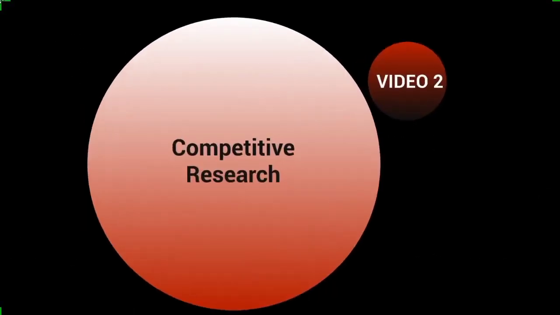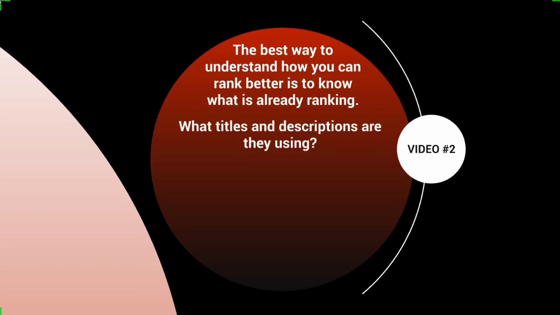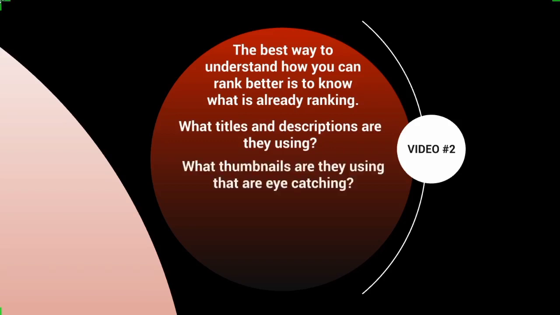Let's talk about competitive research. The best way to understand how you can rank better is to know what is already ranking in your niche or your market. So what we want to do here is analyze the videos that are on the top. I want you to specifically look at what titles and descriptions they are using, what eye-catching thumbnails they are using, and what the user experience is like when you click through those videos.